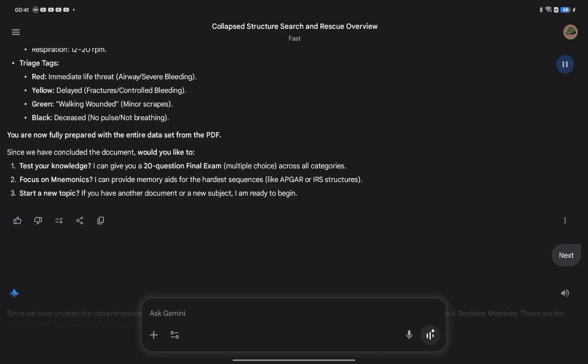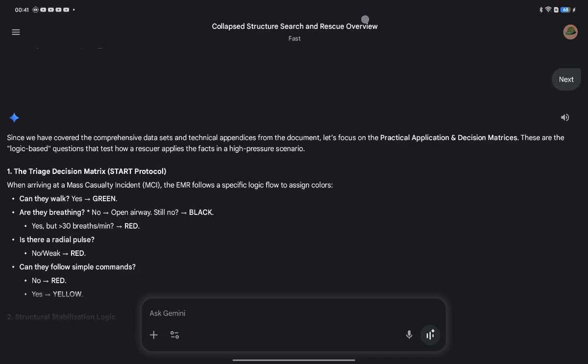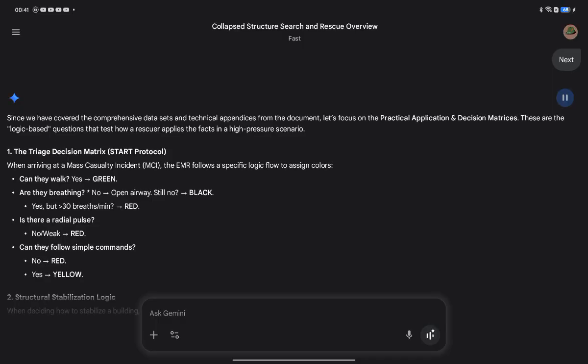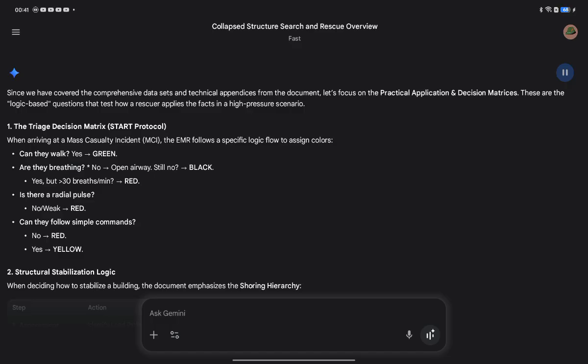You are now fully prepared with the entire dataset from the PDF. Since we have concluded the document, would you like to? Since we have covered the comprehensive datasets and technical appendices from the document, let's focus on the practical application and decision matrices. These are the logic-based questions that test how a rescuer applies the facts in a high-pressure scenario.